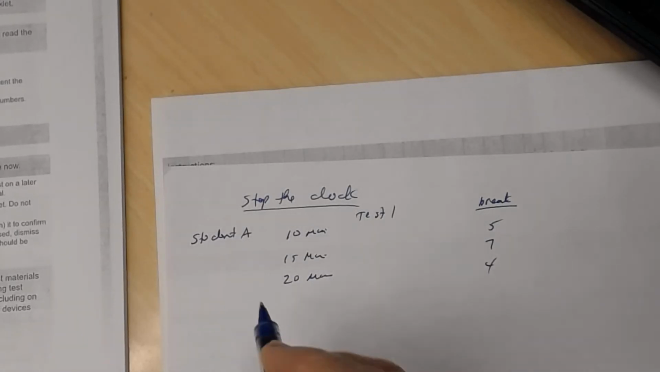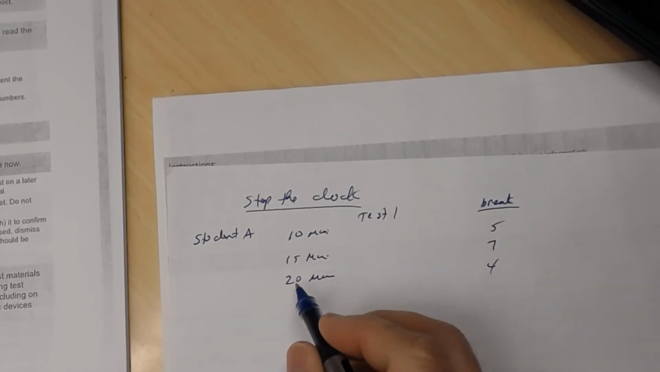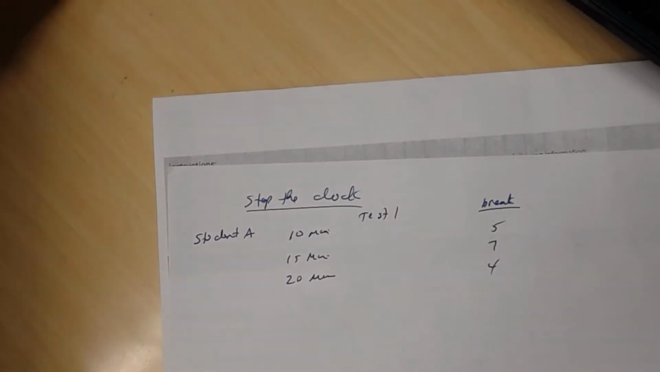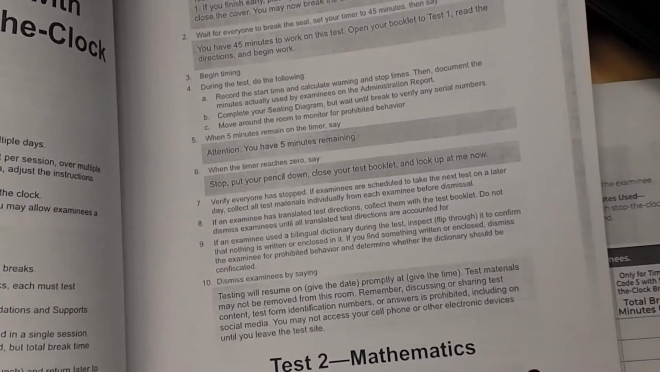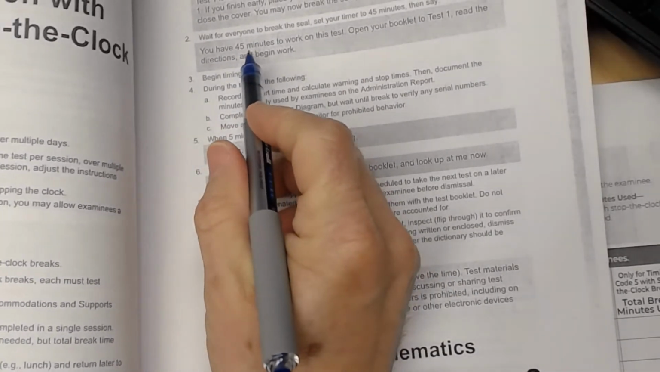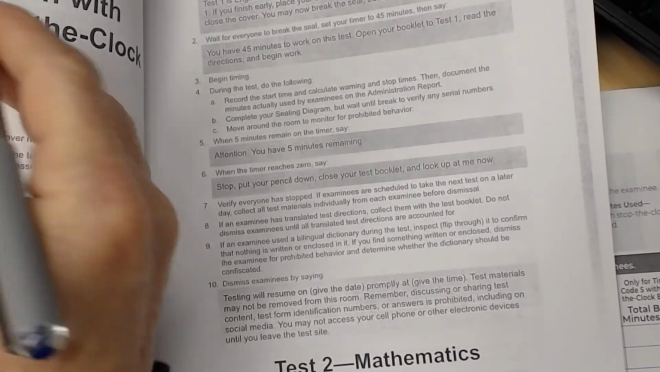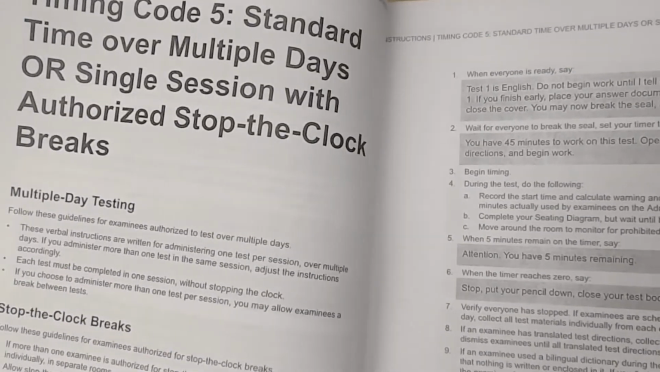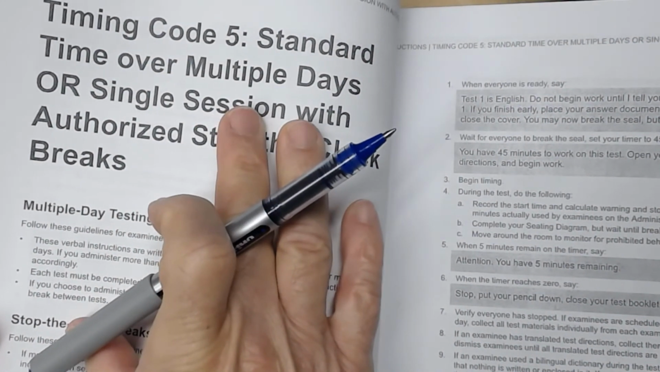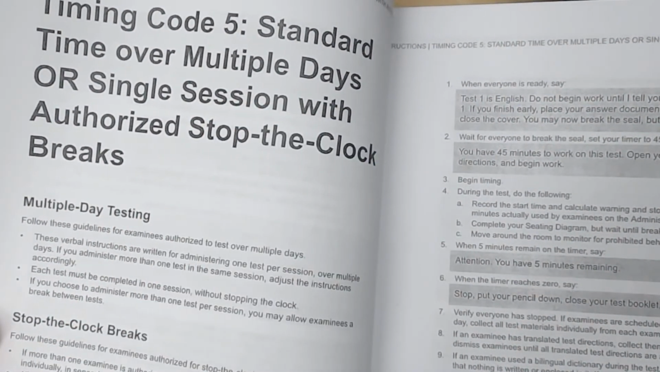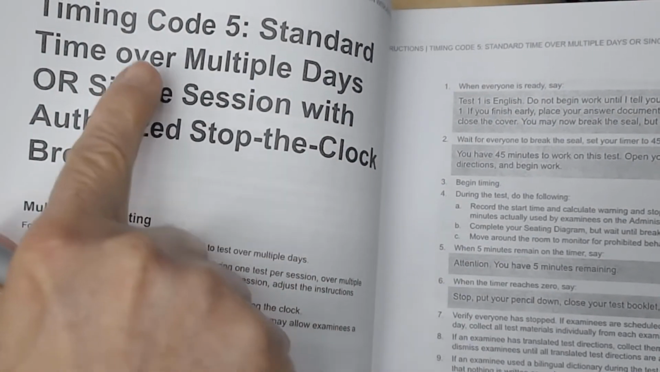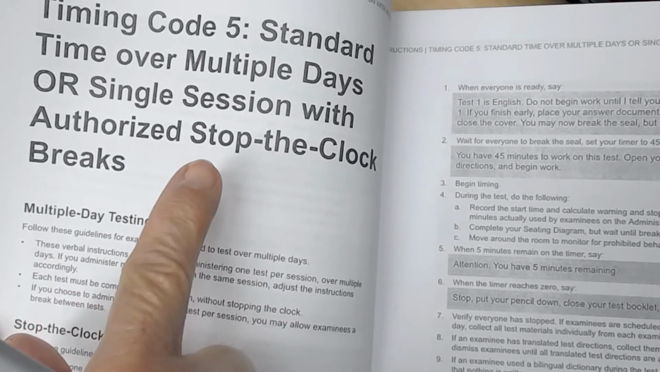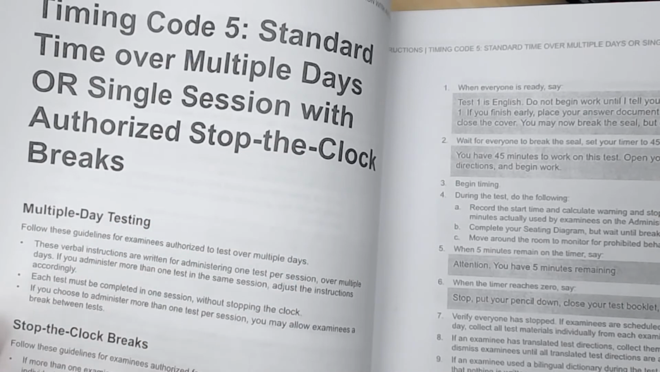And then you would do this process again. So the student comes back, and keep in mind that test 1 is 45 minutes for stop the clock. So for timing code 5, remember, timing code 5 could either be standard time over multiple days, that could be their authorized accommodation, or timing code 5 could be students with authorized stop the clock breaks.